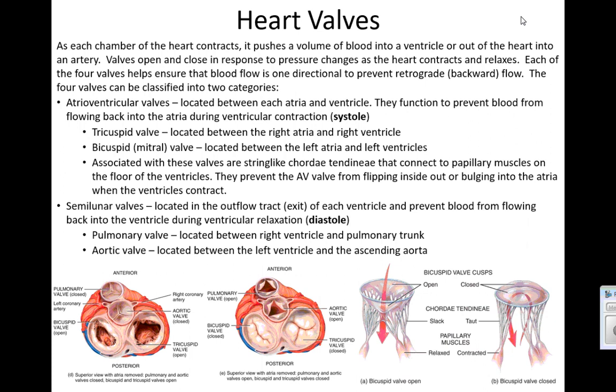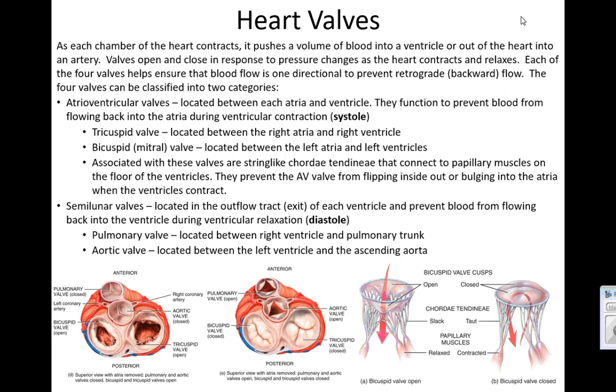Associated with those four chambers of our heart are four different heart valves. These are very important, very similar to the valves that we talked about in our lymphatic system, that allow blood, in this case instead of lymph, to flow in one direction. At least in a healthy heart, a valve should prevent retrograde or backwards flow. Now, these valves will only open and close in response to pressure changes, and pressure changes occur as the heart contracts and relaxes.